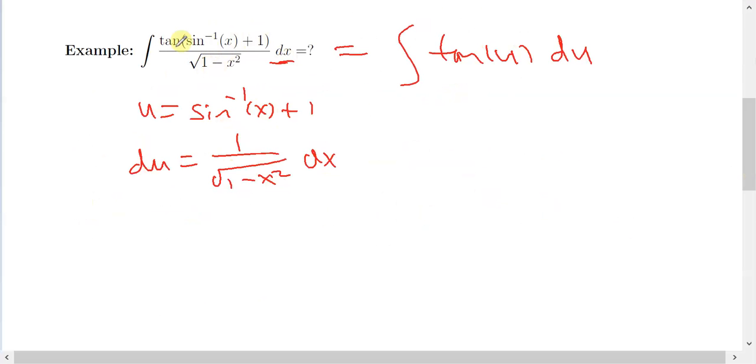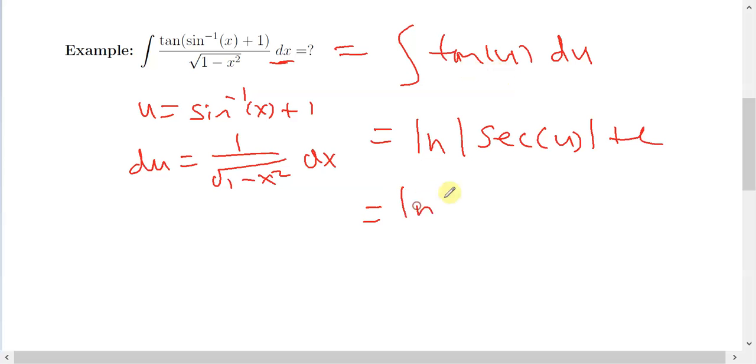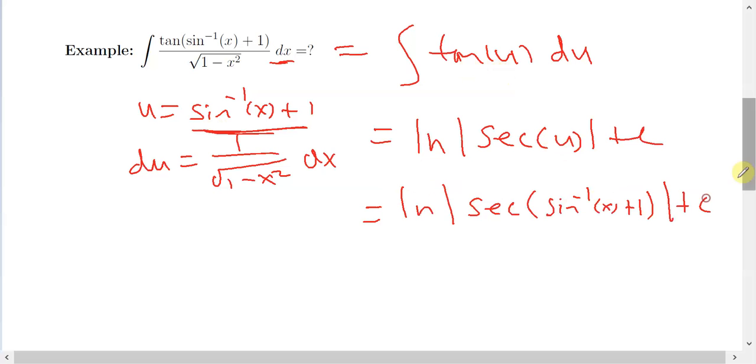So that's going to turn in, everything else will disappear as du. And then remember, this is one of our new ones that's in the list. This is natural log of the absolute value of secant u plus a constant. Anytime I can get it down now to any trig function, I can evaluate. I just have to remember what the formula is. We know sine and cosine, but we got the 4 new ones. Anyway, getting back to taking the u back out of here by using this substitution, I get natural log of secant of sine inverse of x plus 1 plus a constant.